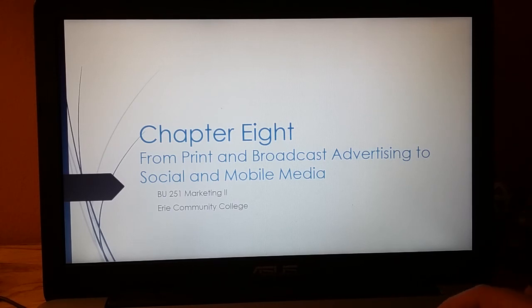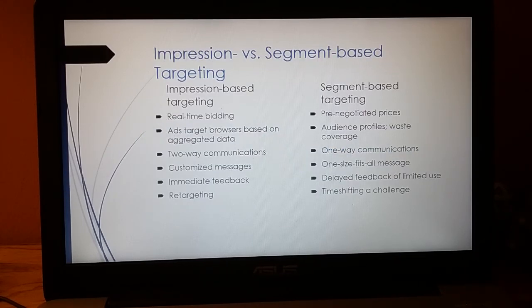Okay, let's get going. So there's impression versus segment based targeting. Impression based targeting is this idea of two-way communication. There's real time bidding, with certain technology products or messages. You can customize the message. It's immediate feedback. You can constantly change and retarget and refocus on the product.